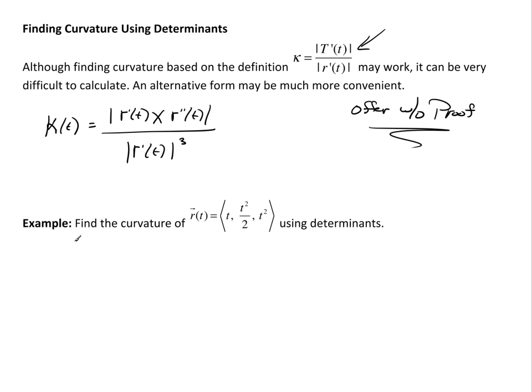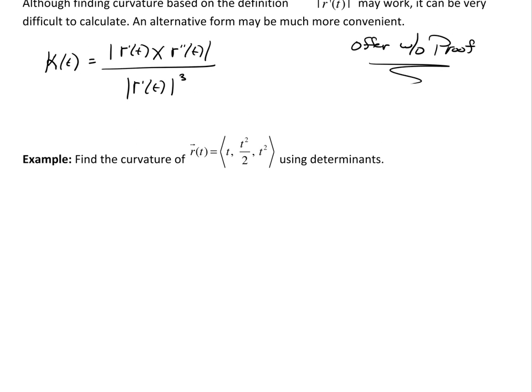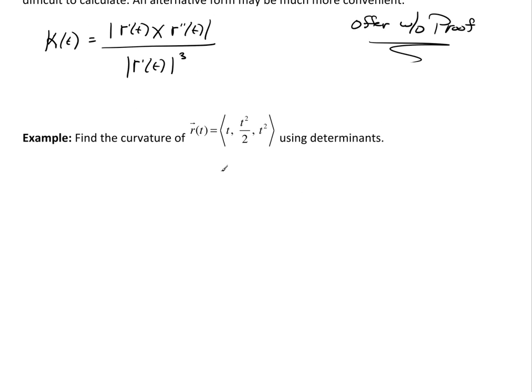Now, right away, I'm thinking that's got to be easier. There's no way that's more difficult. So let's go ahead and work through this with the same vector function that I worked out using the definition earlier. First, just find some individual components here. I need r prime of t. This is going to be the vector 1, t, 2t. I also need r double prime. That's going to be 0, 1, 2.